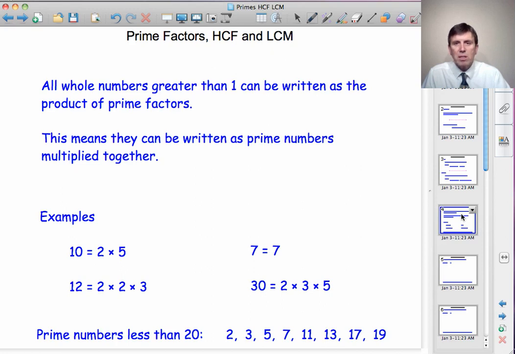7 can be written as 7. It's just one prime number on its own. 30 is 2 times 3 is 6, times 5 is 30. So again, we've written 30 as a prime number 2 multiplied by a prime number 3 multiplied by a prime number 5. And that's the thrust of the first part of this lesson. We're now going to learn how to take any whole number and write it as the product of prime numbers.